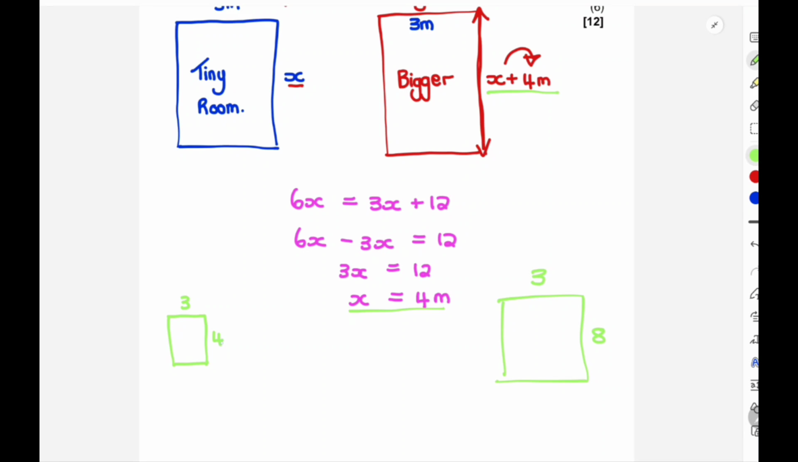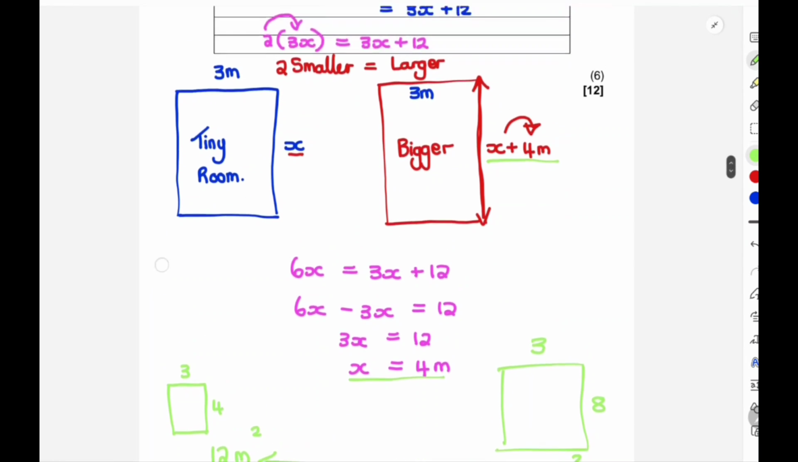So now if I look at the area, 4 times 3 is 12 centimeters, sorry, not centimeters, it's not a baby person, 12 meters squared, and the area of this bigger, larger room, 8 times 3 is 24 meters squared. Is it double? Yes, it is. So well done, you got x right. So always go test yourself, say, does it make sense?